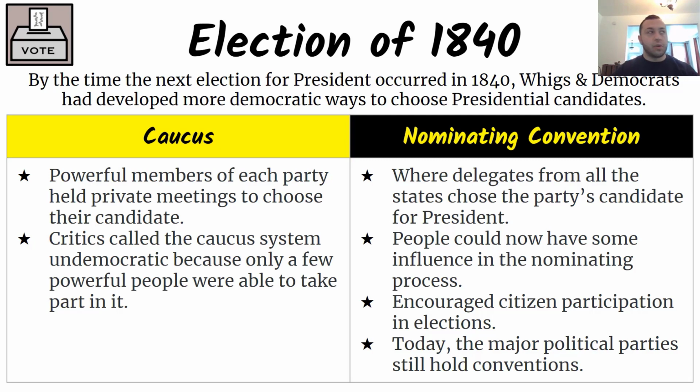Critics actually called the caucus system undemocratic because only a few powerful people were able to take part in it. So, if you remember, the Constitution starts with we the people. So shouldn't there be more individuals, more Americans participating? So that's where the idea of the nominating convention comes along, where delegates from all states choose the party's candidate for president. So people could now have some influence in the nominating process. It feels more democratic. You have a voice.